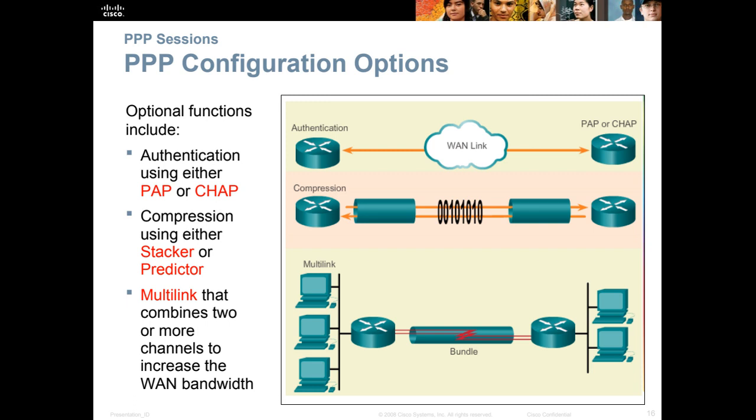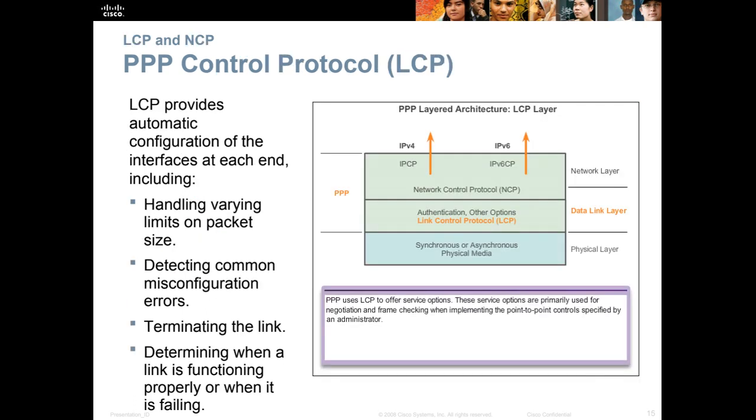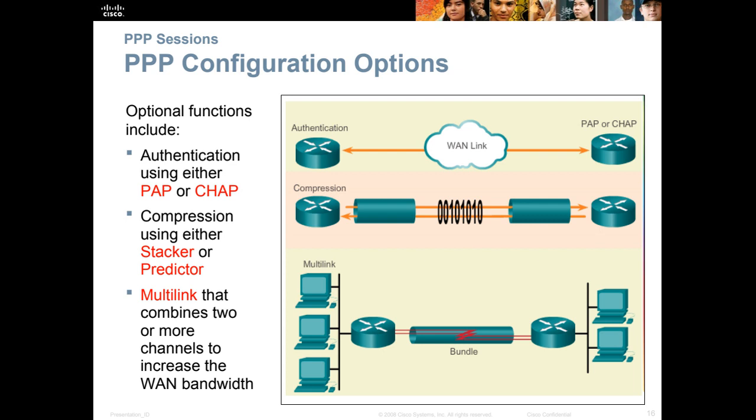Let us continue with LCP functions. LCP is responsible also. Optional functions also are PAP and CHAP. Compression also. Compression can be done using stacker or predictor. Unfortunately, we are not going to do lab on compression, but we have already done lab on PAP and CHAP. Multi-link also, that combines 2 or more channels to increase the WAN bandwidth. All can be done in PPP. Okay.